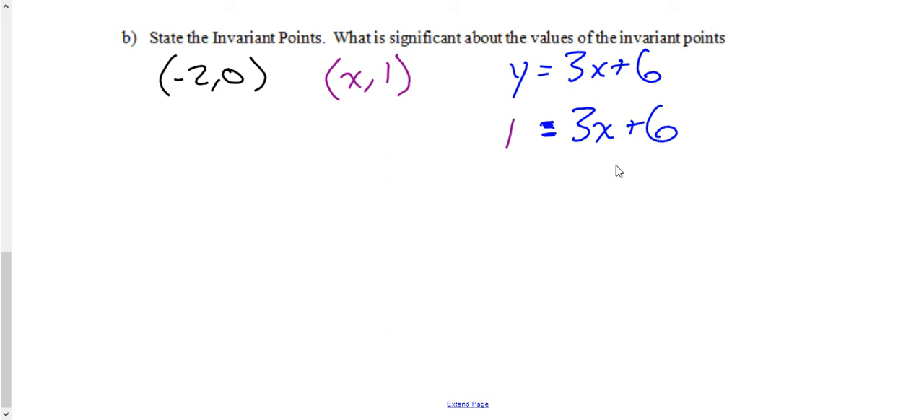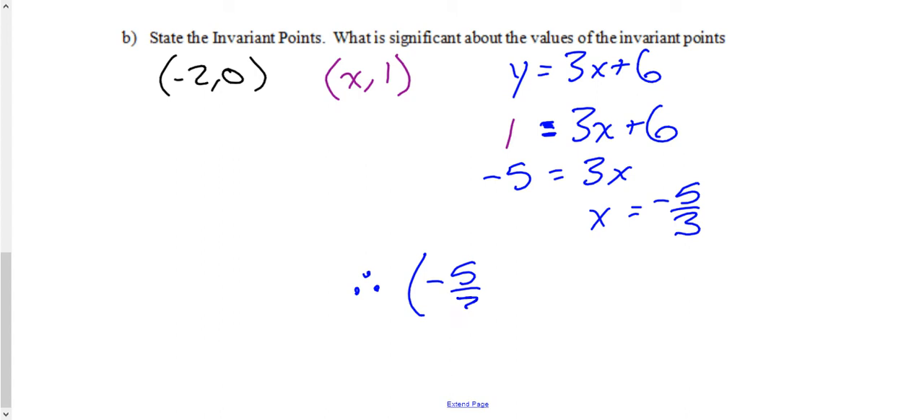To isolate for x in our equation, we have -5 = 3x, and of course x is going to be equal to -5 divided by 3. So our second invariant point is at -5/3, 1. So here we have two invariant points, and again, if you take a look at our graph, it definitely lines up that we have two invariant points.